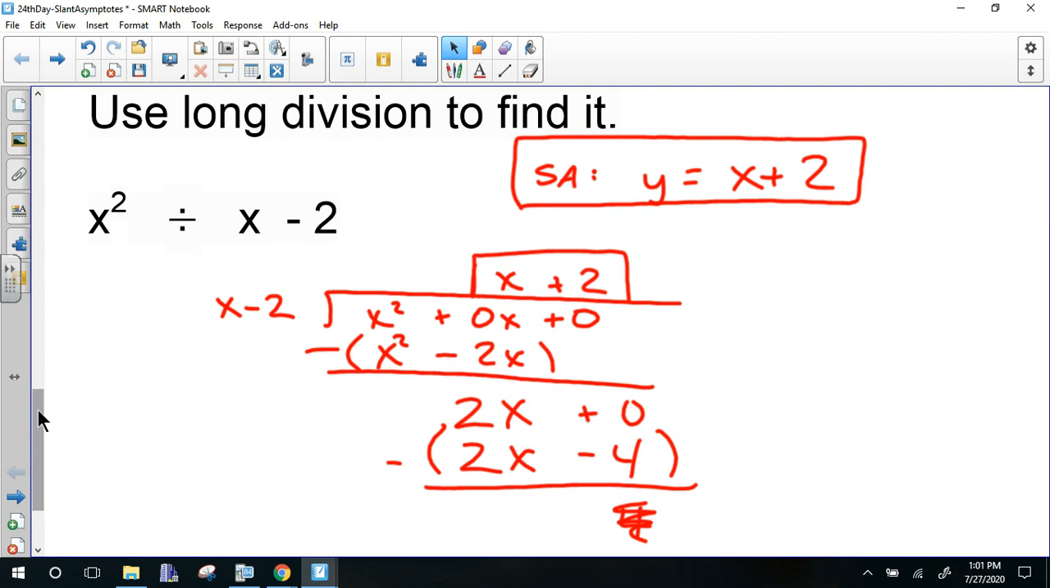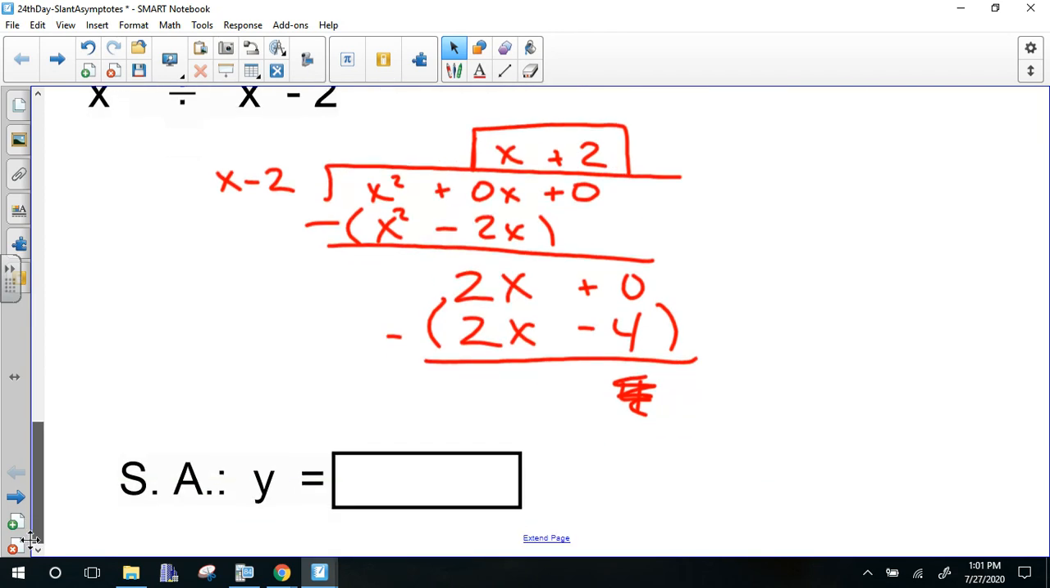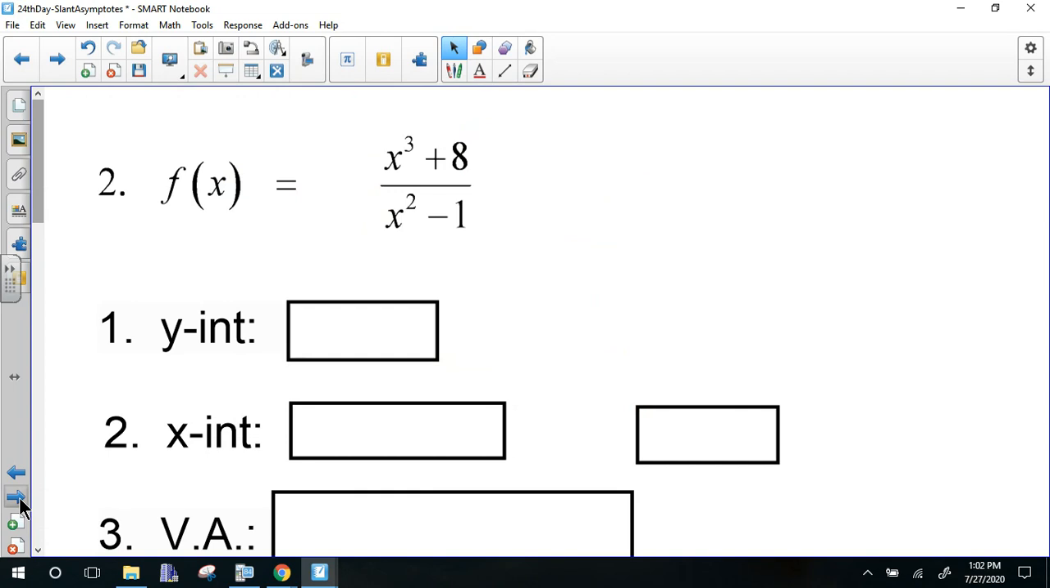And why is it called a slant asymptote? Because it has a slope to it that is not undefined or not 0. If it's not a horizontal asymptote or not a vertical asymptote, it's probably a slant asymptote. All right, one more here.